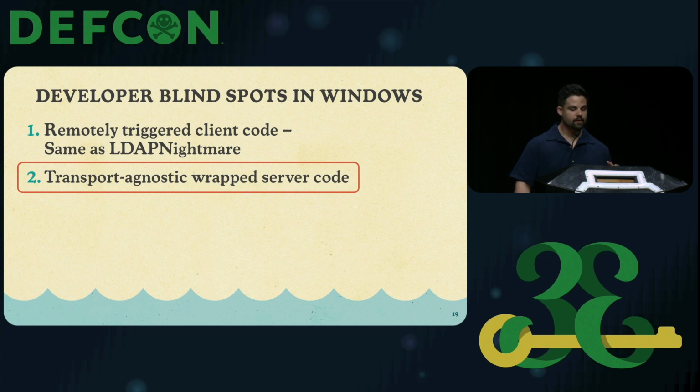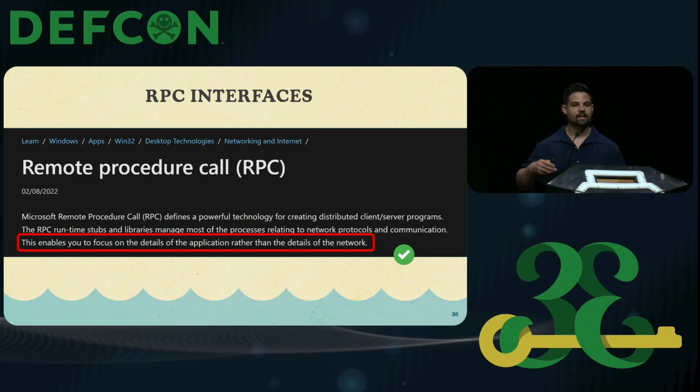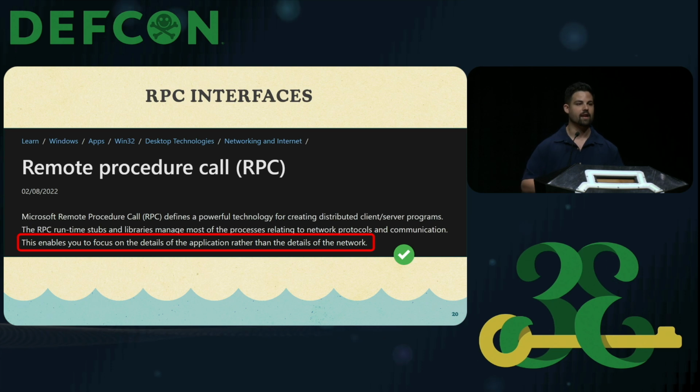Then we figured out that if the server code is transport agnostic, wrapped, and uses heavy abstraction layers, and directs the developers to only focus on the application's logic, then there's a higher chance for the developers to forget about certain security needs. Then we enumerated a few options, and looking at Microsoft's definition of the RPC protocol, we saw that Microsoft clearly states that RPC enables you to focus on the details of the application rather than the details of the network, which was perfect for us.